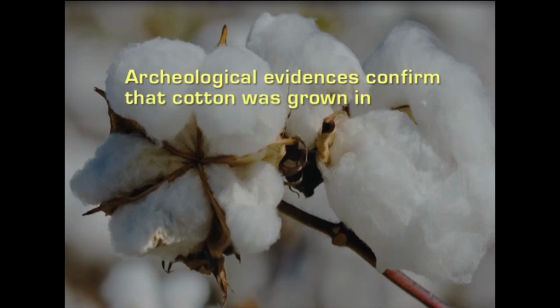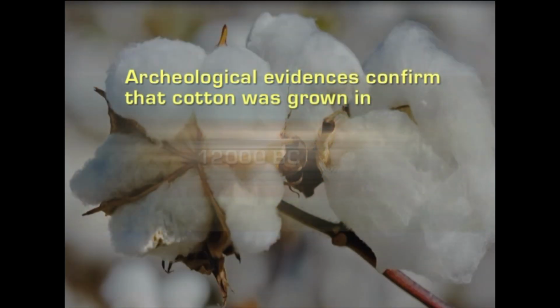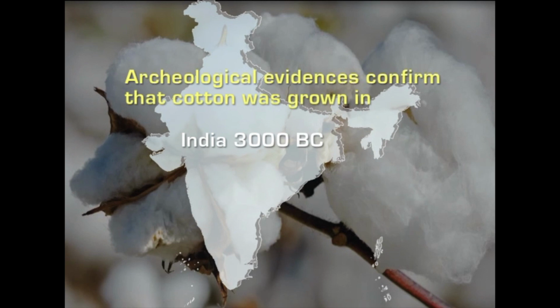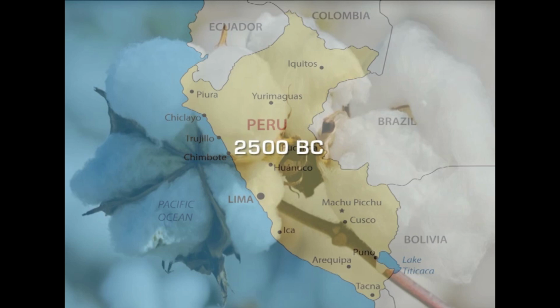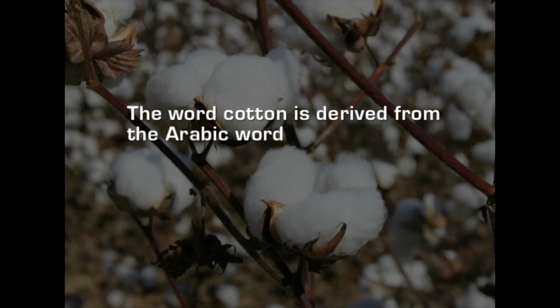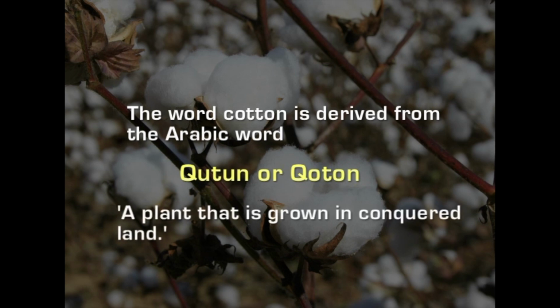Actually, the origin of cotton is not known to anybody, but evidence of the existence of cotton is available from archaeological sources, that it existed in Egypt 12,000 BC, and in India they say that Indians grew cotton as early as 3000 BC, and India was also one of the countries which produced cotton in large quantities and exported it to other countries. Peru is another country which grew cotton as early as 2500 BC. Actually, the word cotton is derived from the Arabic word, which means a plant that is grown in conquered land.